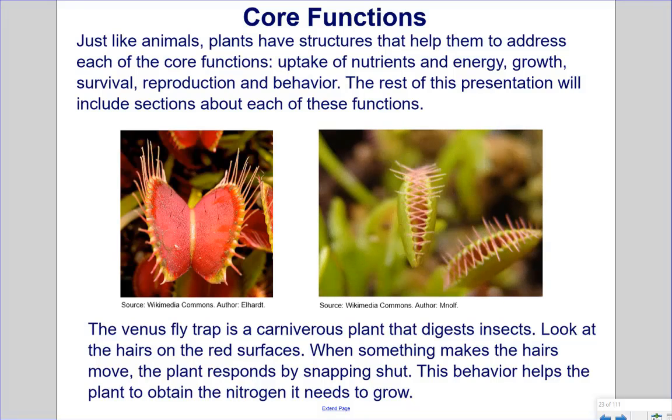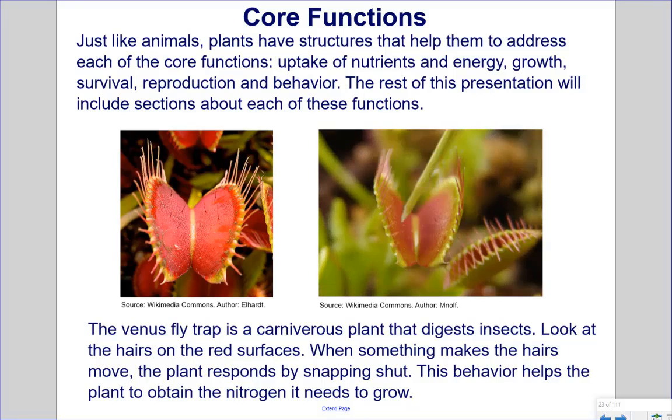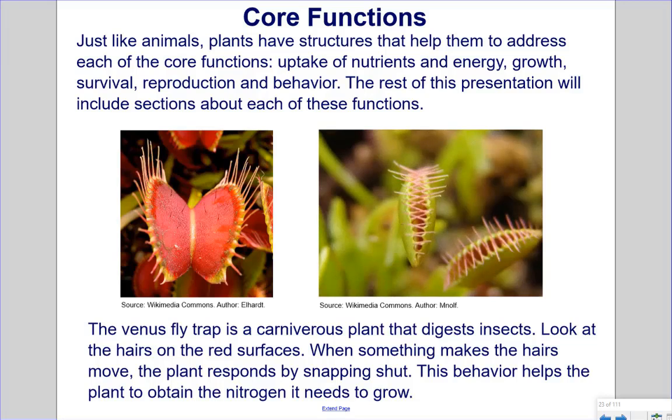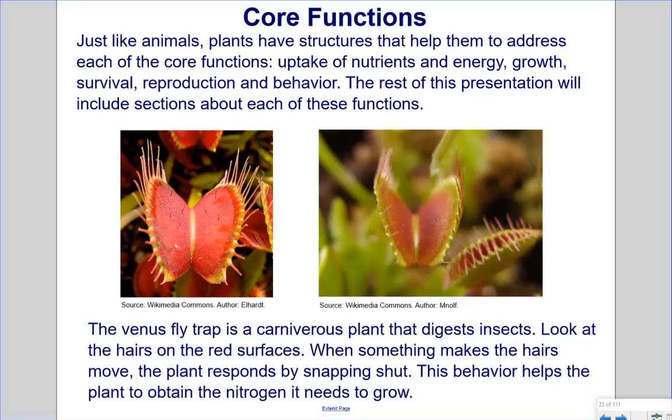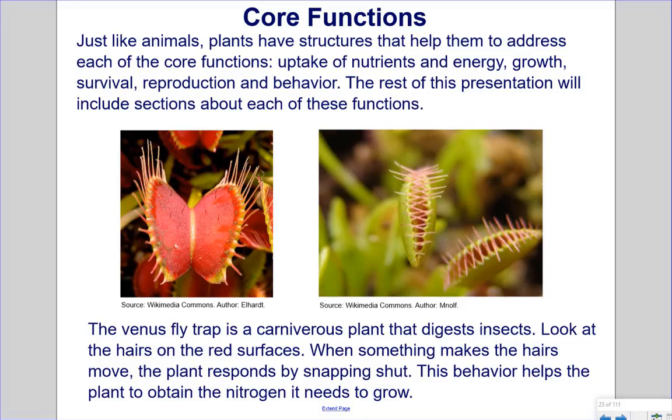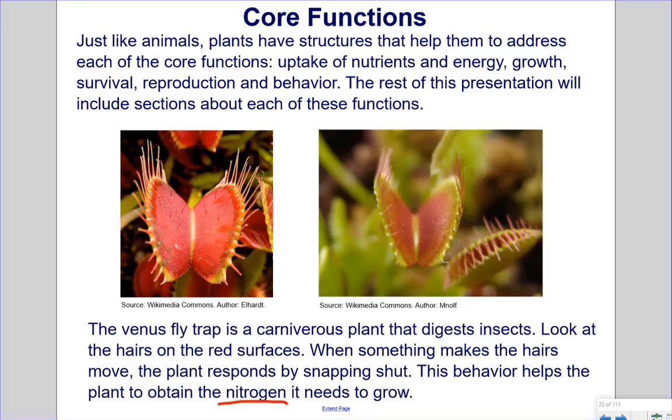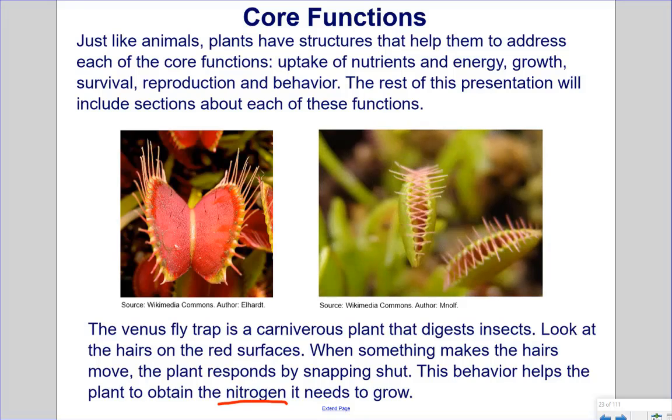The Venus flytrap is a carnivorous plant that digests insects. Look at the hairs on the red surfaces. When something makes the hairs move, the plant responds by snapping shut. This behavior helps the plant to obtain nitrogen it needs to grow. Therefore, these plants grow in areas where the soil lacks the nitrogen that it would obtain otherwise through the soil.